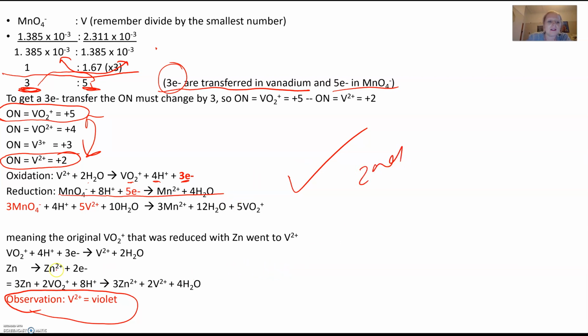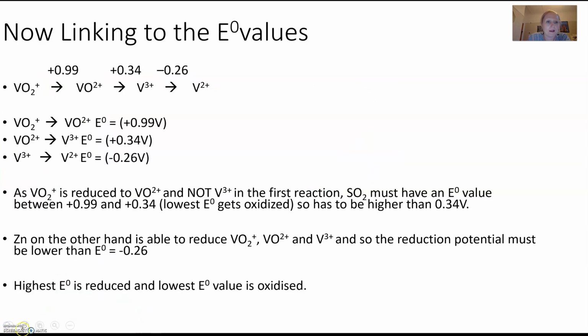The first part was that the zinc got oxidized to zinc 2 plus, and the VO2 plus was therefore getting reduced to V2 plus. And then the second part was the V2 plus was getting oxidized to VO2 plus, and the MnO4 minus was getting reduced. Okay, so now we've got to link all that to the reduction potentials. They gave these reduction potentials in part A, and I've just put them here to make it a bit clearer.